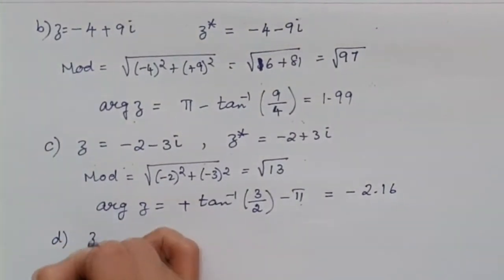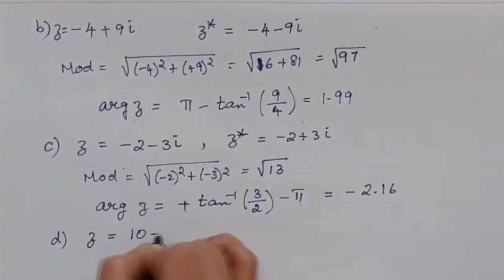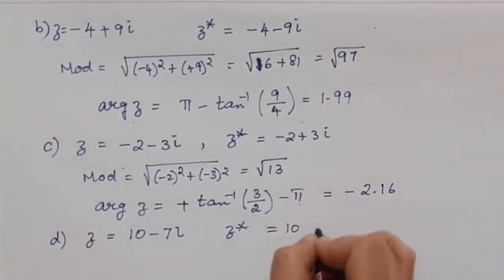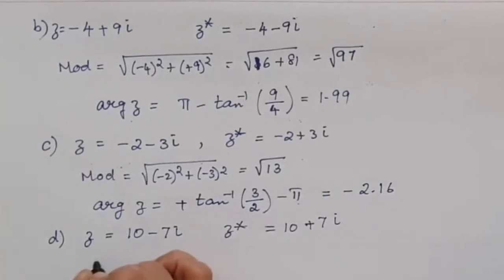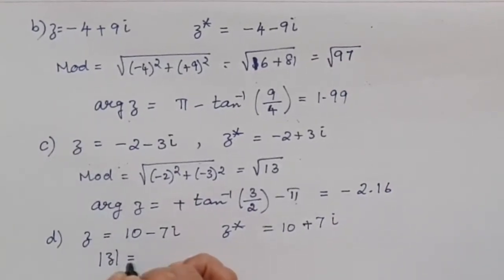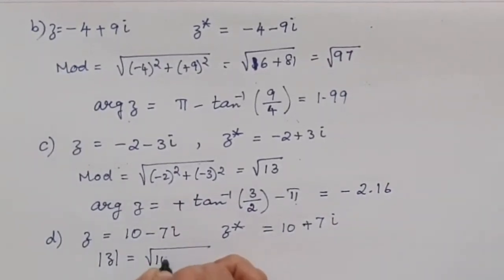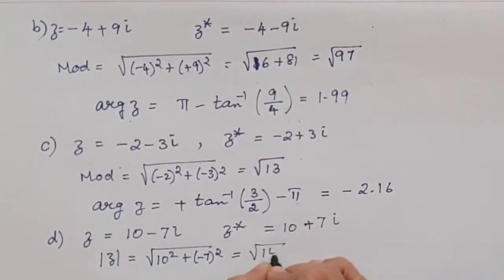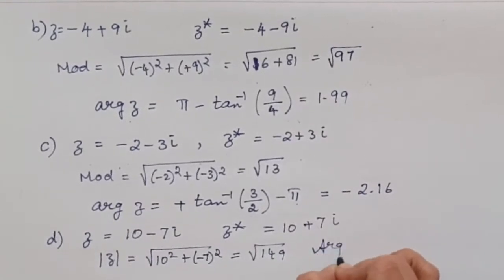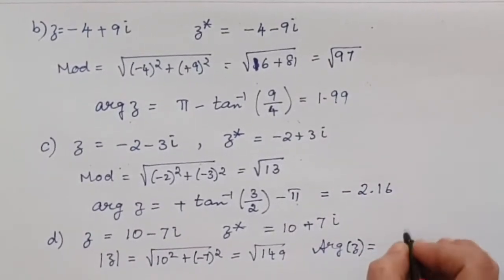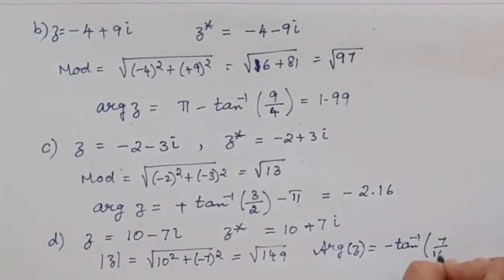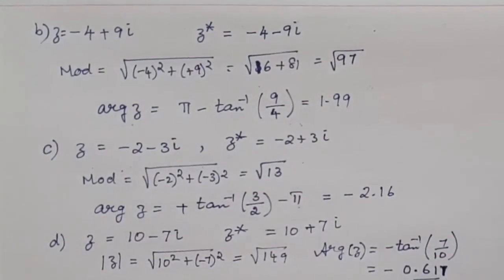Then our last one, z will be equal to 10 minus 7i. So our complex conjugate z star will be equal to 10 plus 7i. Then the modulus of z will be equal to square root of 10 square plus minus 7 square. That will be equal to square root of 149. Then our argument of z will be equal to minus tan inverse of 7 over 10. This will give us an answer of minus 0.611.